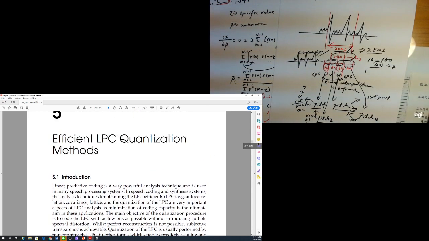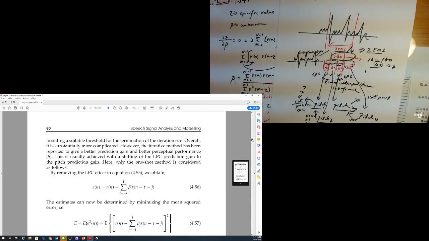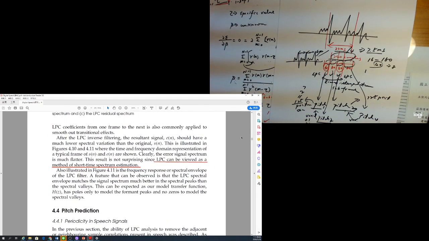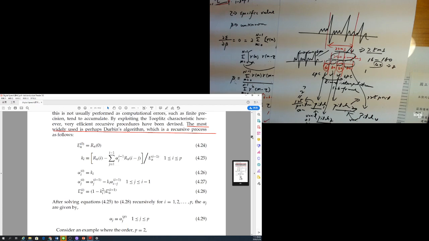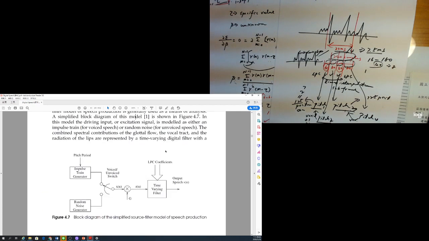What's the pitch? I'll go back to the equation. What's the pitch? No, it's LPC from the beginning, what we were talking about in the beginning.